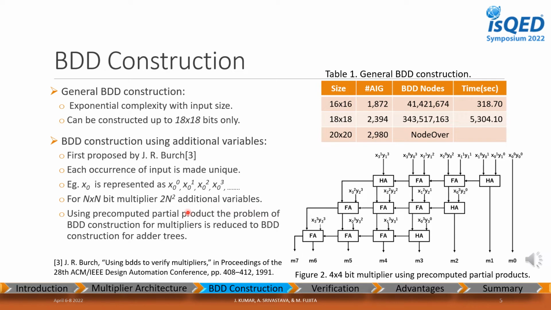Using pre-computed partial products, the problem of multiplier verification is converted into the problem of adder tree verification. In the next slide, we will see the BDD construction results using this method and the computation complexity of this method. Moving to the next slide.